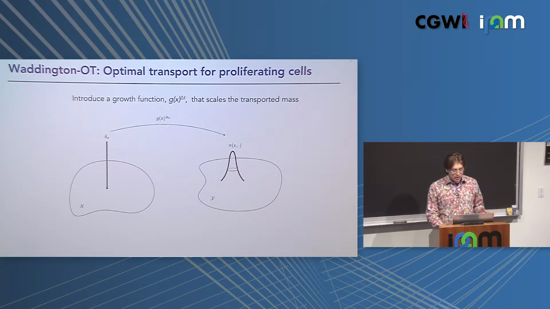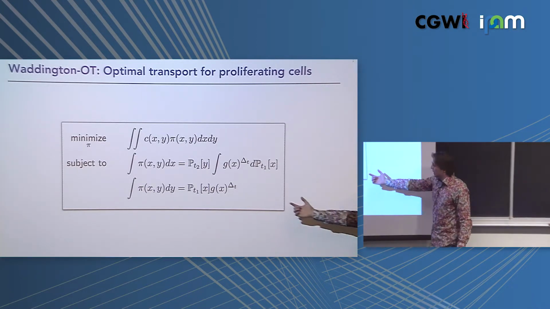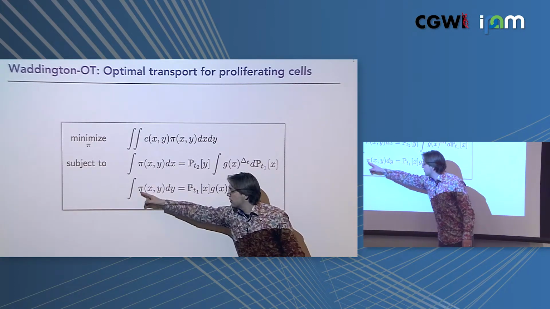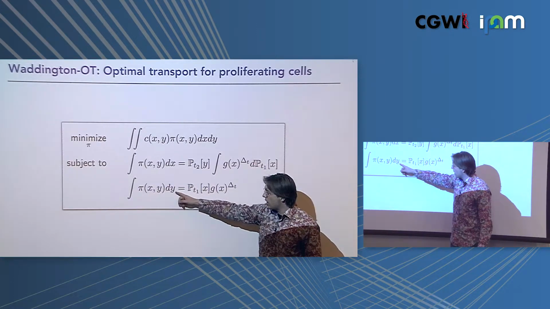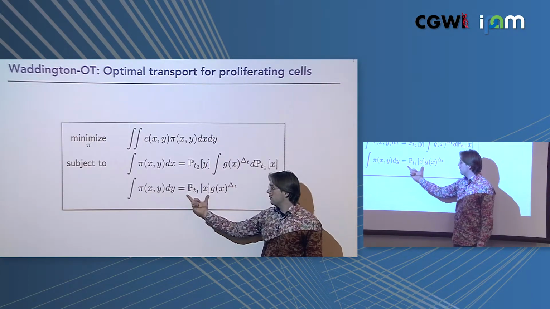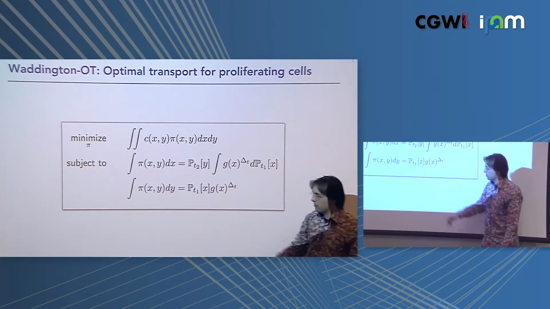And assuming we know this function g of x, then we can put it into the constraints in the following way. So now, if you sum up over everywhere the dirt went, all the y's it went to from some position x, then it should start off with the starting mass times this additional mass factor.